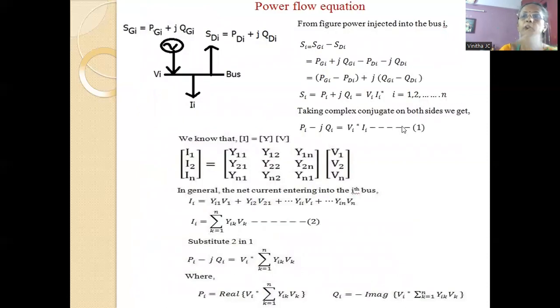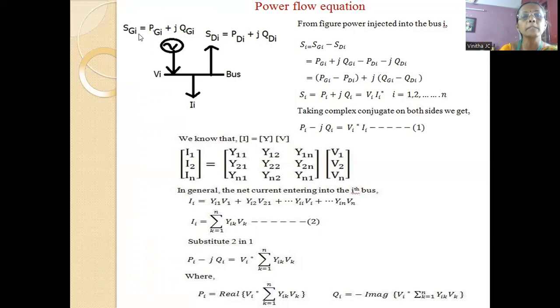And here for this power flow problem, we can write the basic equations. Here this is a bus. A bus is nothing but a number of elements connected to a common bus. And here this is a generator bus and this is a load bus. At the bus, Vi is the voltage specified at the bus, and Ii is the current drawn from the bus.